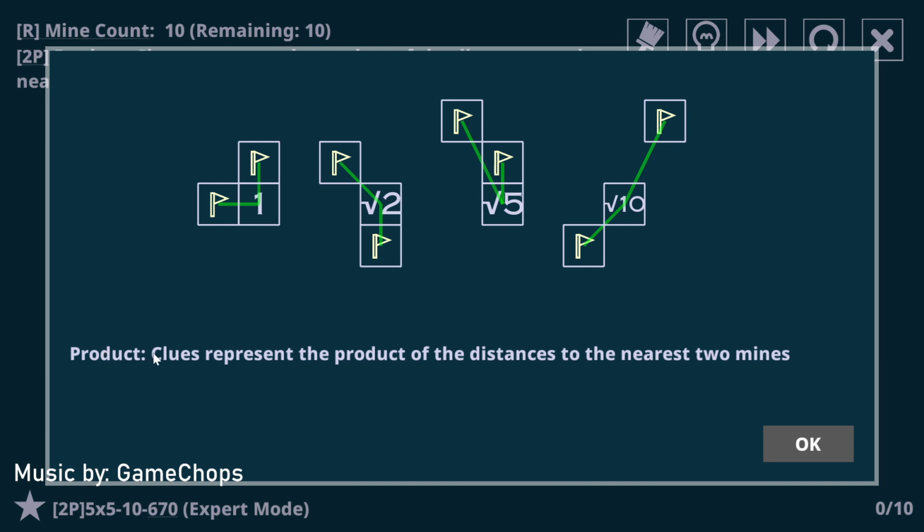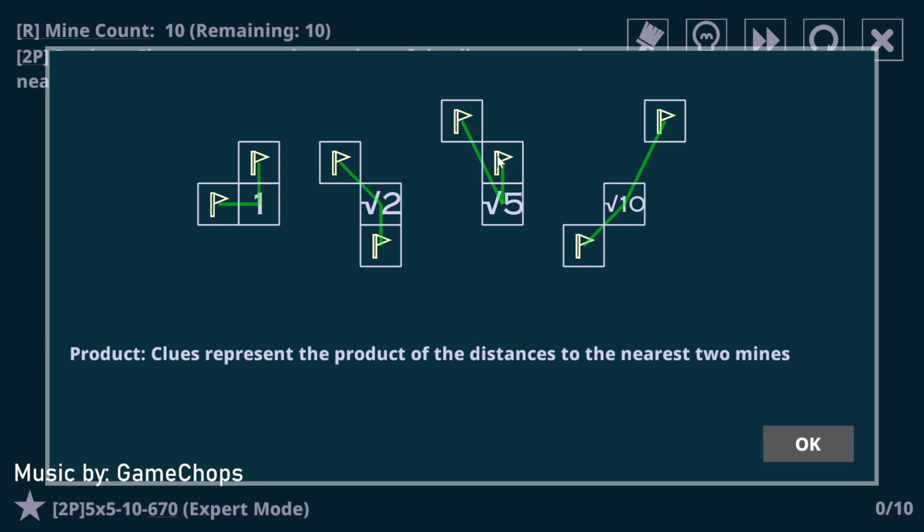There you go. Product. Clues represent the product of distances to the nearest 2 mines. So here you can see, well, this one is very simple. It has a distance of 1 to each of the mines next to it, and therefore the product of those 2 distances is 1 times 1, which is 1. Here it's a little bit more complex, where this distance is 1, but this distance is actually the square root of 2 if you use Pythagorean theorem. And therefore the product would be 1 times square root of 2, which gives you root 2.